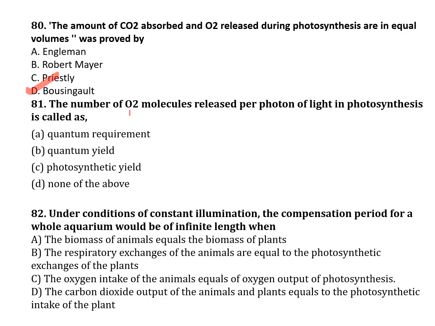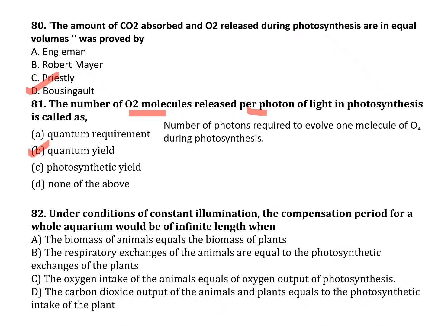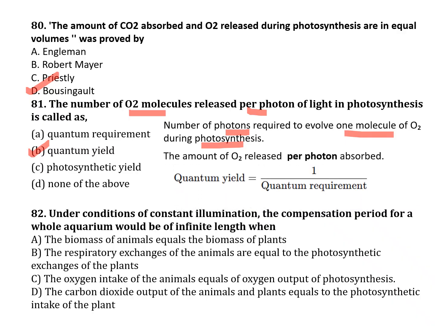The next question, number 81. The number of oxygen molecule released per photon of light in photosynthesis is called as option A, quantum requirement. Option B, quantum yield. Option C, photosynthetic yield. Option D, none of the above. Correct answer is option B, quantum yield. Quantum requirement means number of photon required to evolve one molecule of oxygen during photosynthesis. Quantum yield means number of oxygen released per photon absorbed. Quantum yield equal to 1 by quantum requirement is equal to 1 by 8.